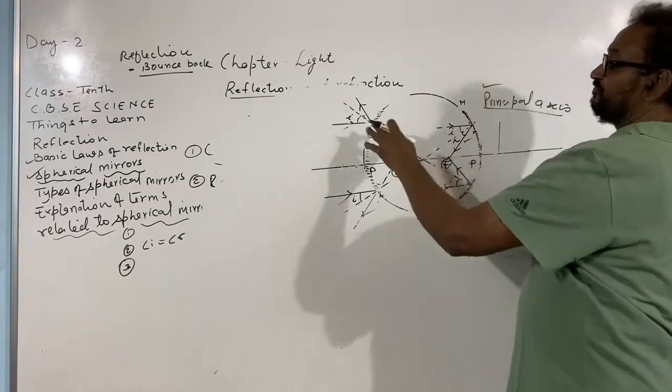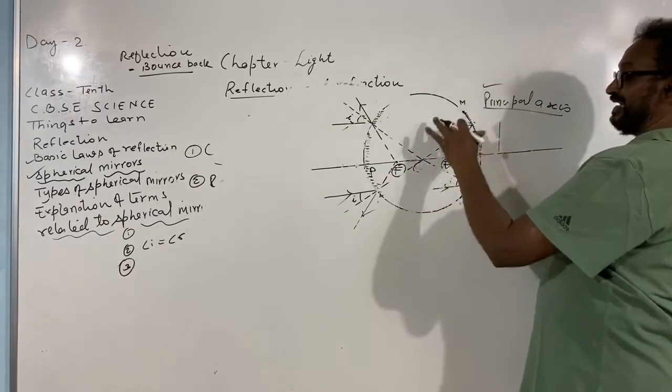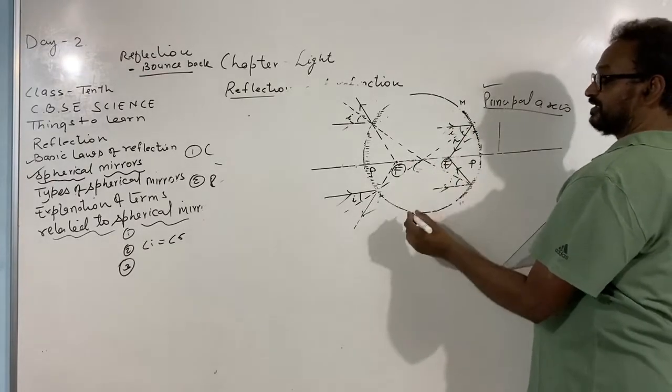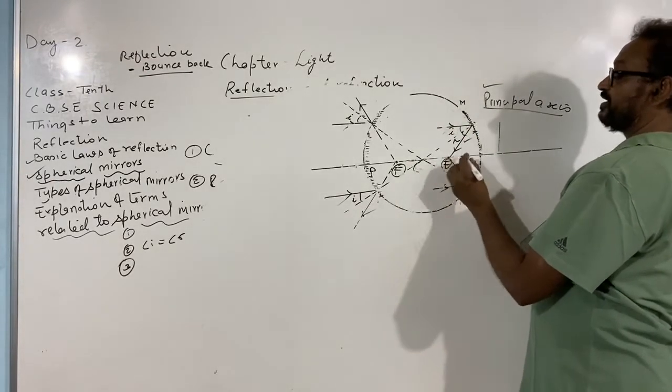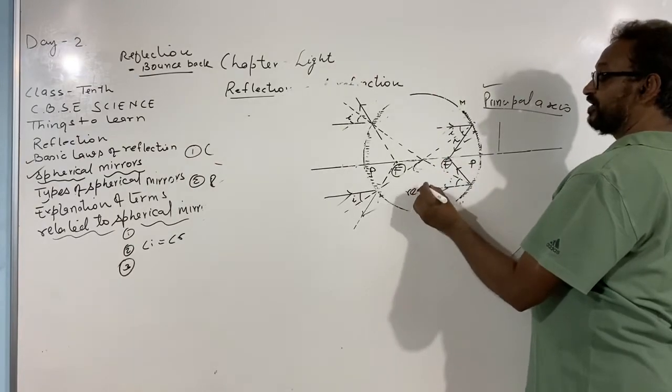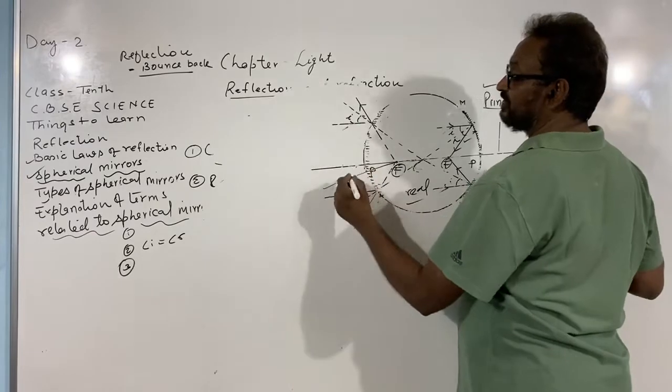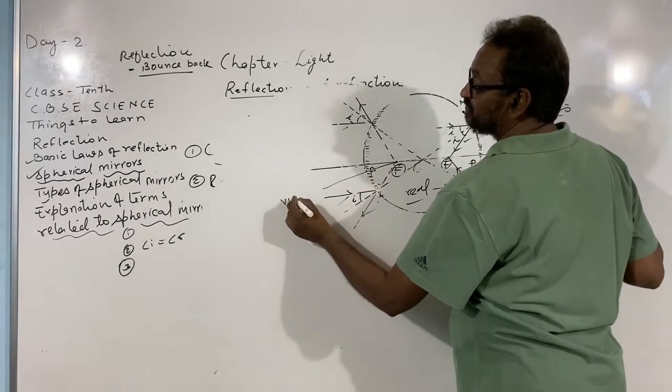Since in the case of a converging mirror, they actually converge, they actually meet at this point. Therefore, the principal focus of a concave mirror is a real point, whereas the principal focus of a diverging mirror is a virtual point.